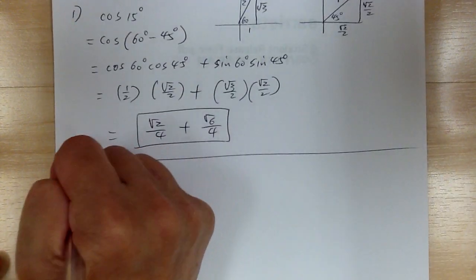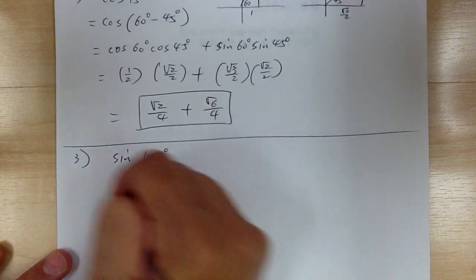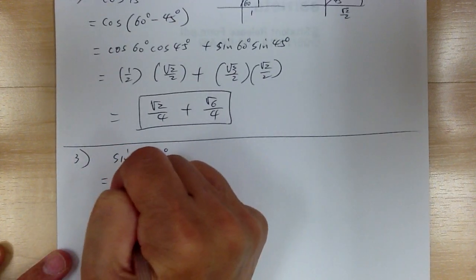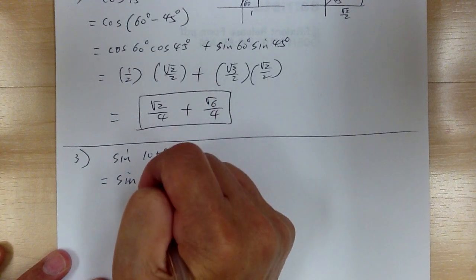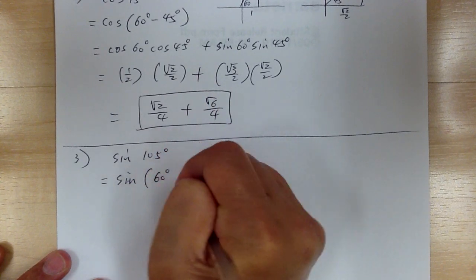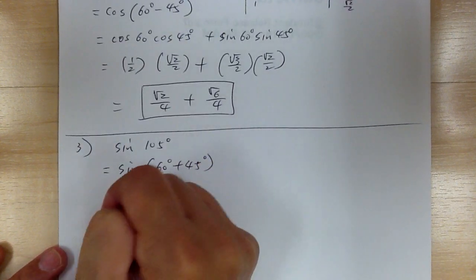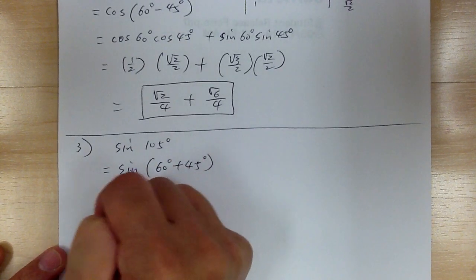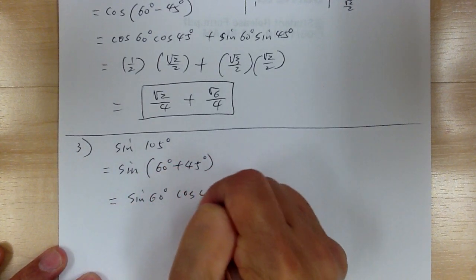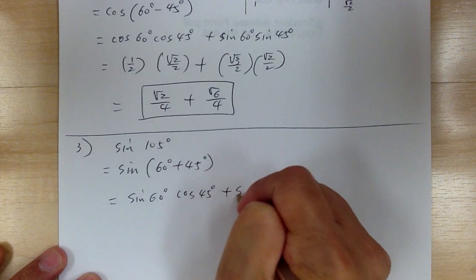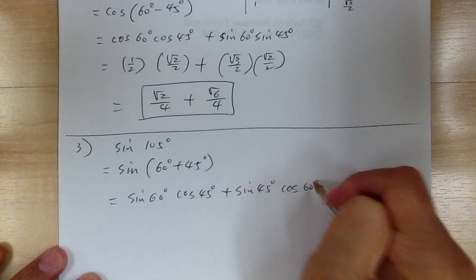Okay, let's go to number 3. You have sine of 105 degrees. So this one, you need to find a combination that will give you that. So you can use 60 plus 45. And then you do the expansion. So this is equal to sine of 60 cosine of 45 plus sine of 45 cosine of 60 degrees.